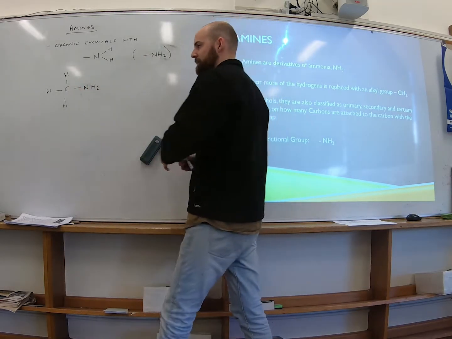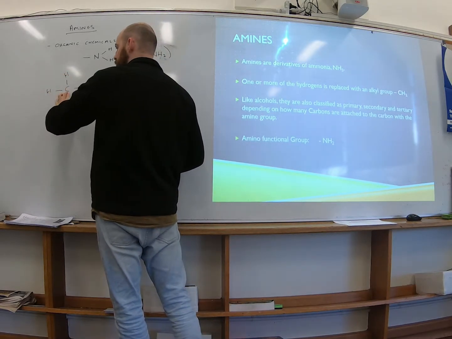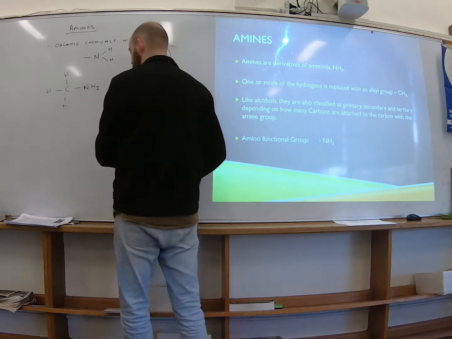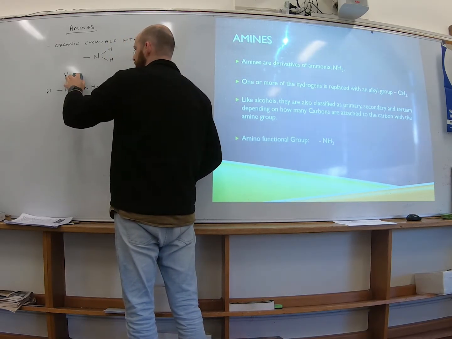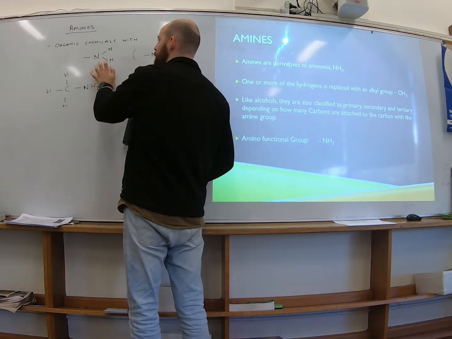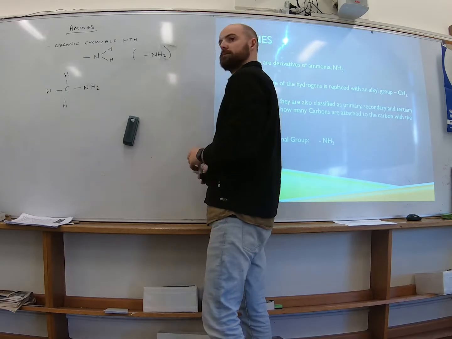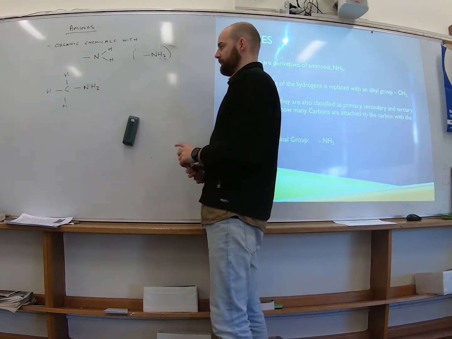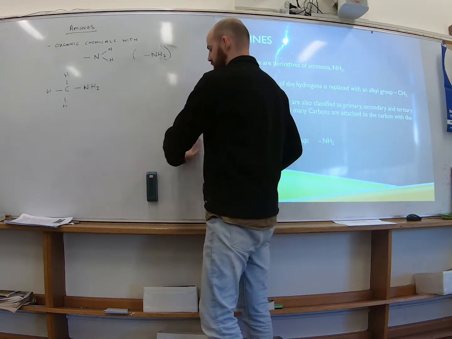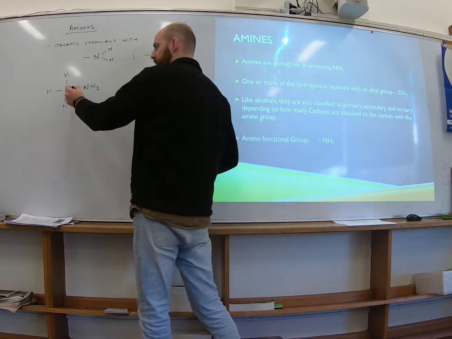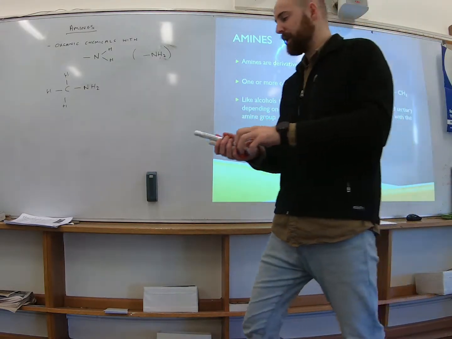Same carbon chain structure. This can be 1, 2, 3, 4, 5. We only have to name up to 8, but we just add in this NH2. It's an amine functional group. So if we were to look at a chemical like this, we've got one carbon. One carbon means we name it with meth out the front.